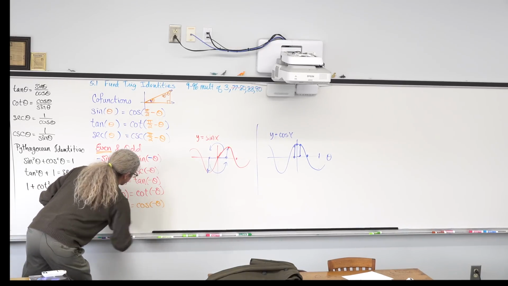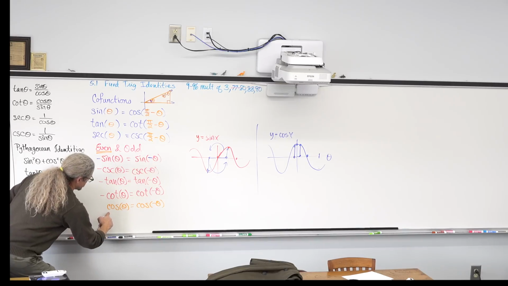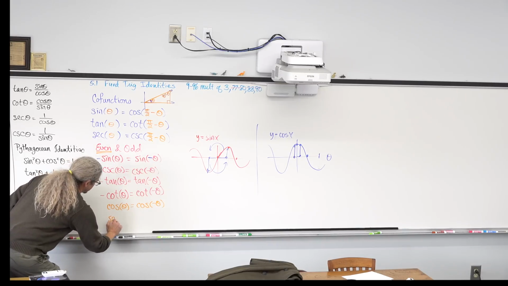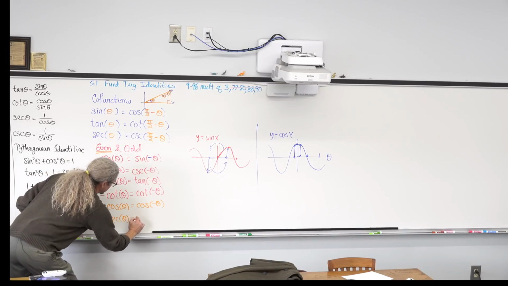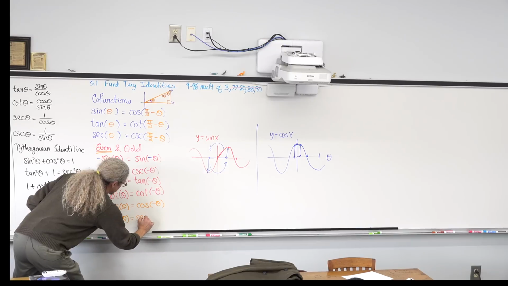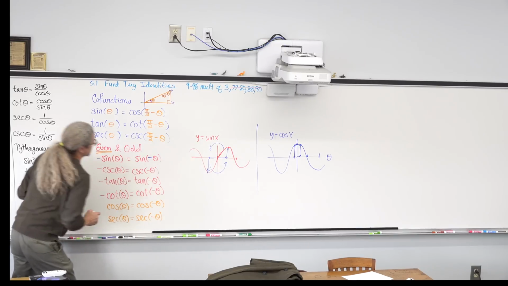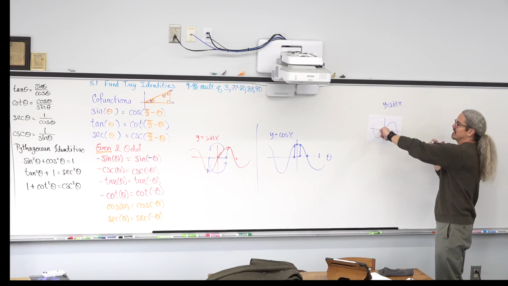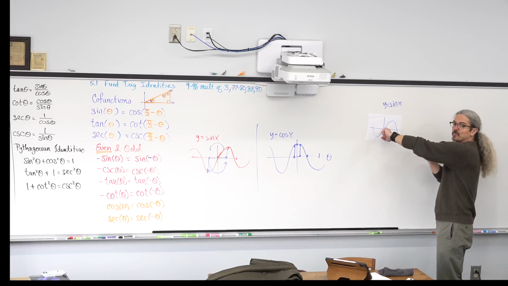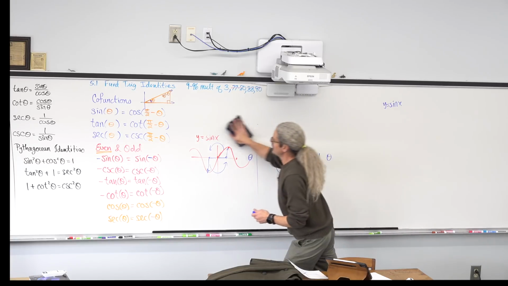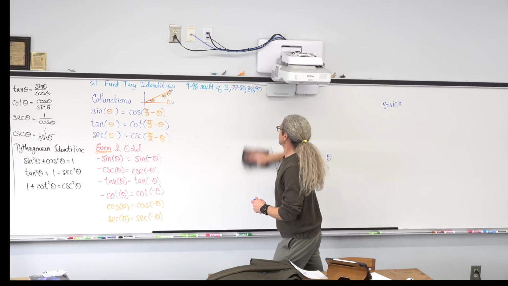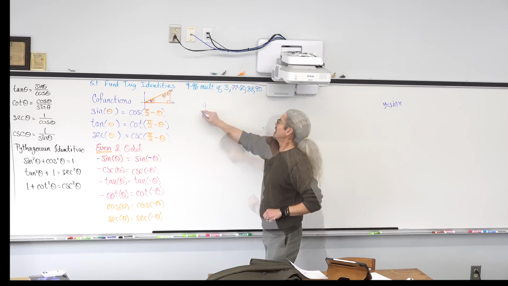of negative theta. And the reciprocal function of cosine is secant. So the secant of theta is equal to the secant of negative theta. But if you see you have that 180-degree rotation, and you would get the exact same picture, that is an odd function. That is symmetry to the origin. Cosine and secant are the only two even trig functions as parent functions.